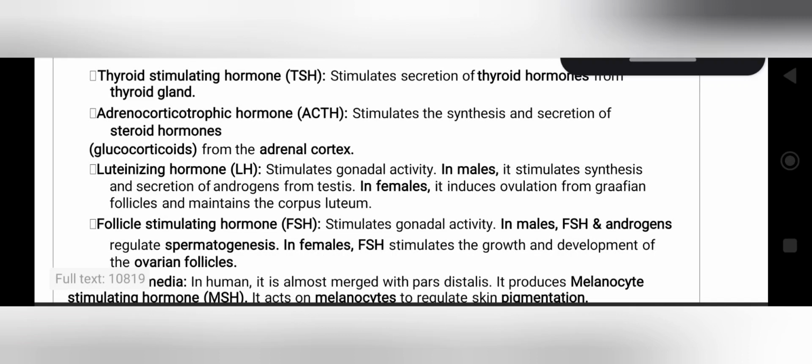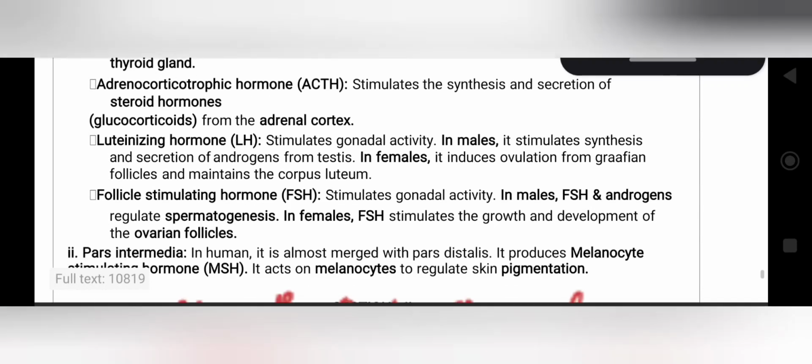Luteinizing hormone, LH, stimulates gonadal activity. In males, it stimulates synthesis and secretion of androgens from testes. In females, it induces ovulation from Graafian follicles and maintains the corpus luteum.